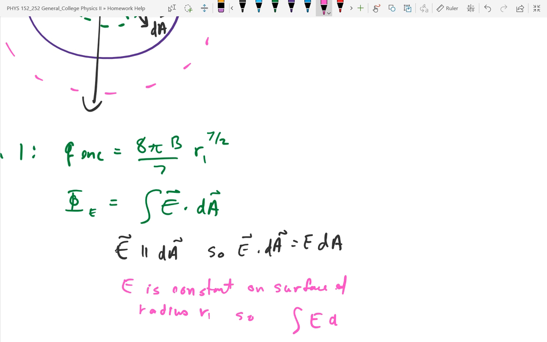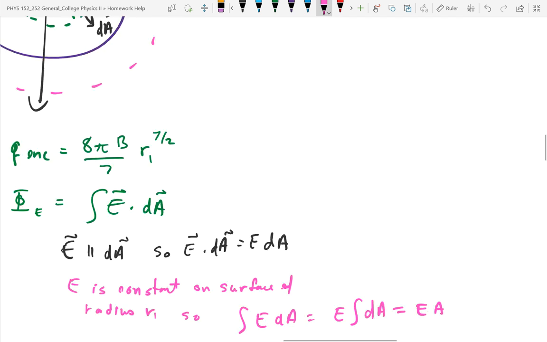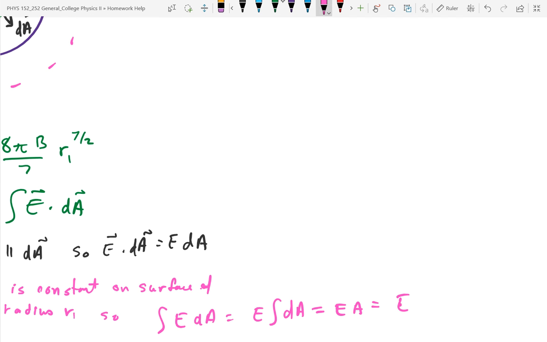So that means in the integral of E dA, I can bring a constant out of the integral. So the electric field times the integral of dA, which by definition is just E times the area of a sphere. The area of a sphere is 4 pi r cubed, squared, of course. You'd have the wrong units if it was r cubed. 4 pi r squared. I used r1 because I'm doing Gaussian surface 1.